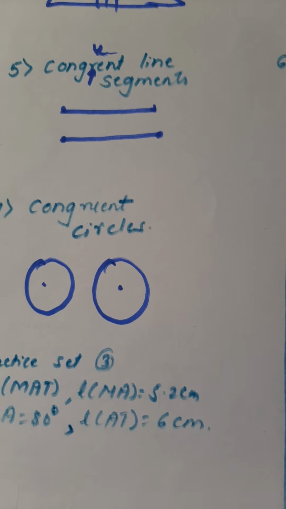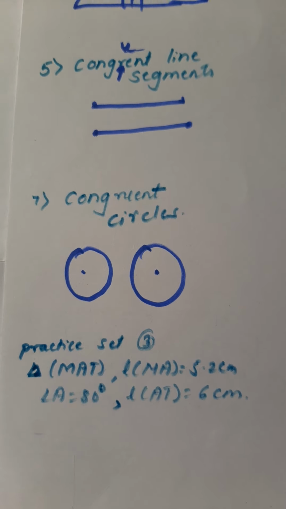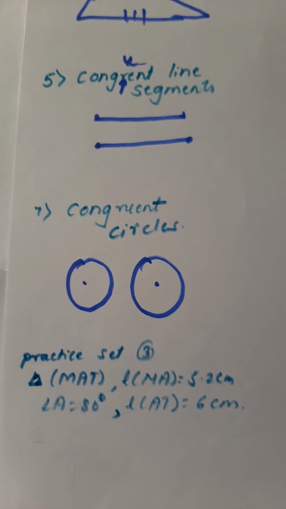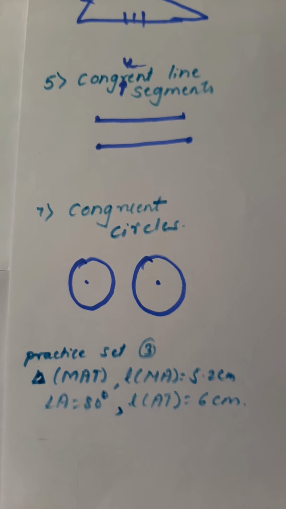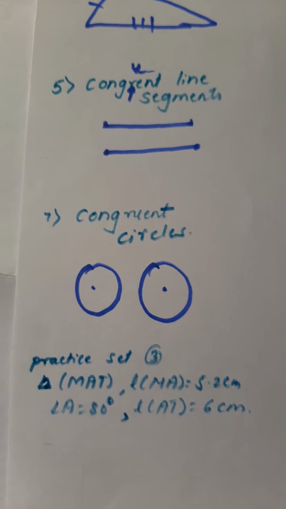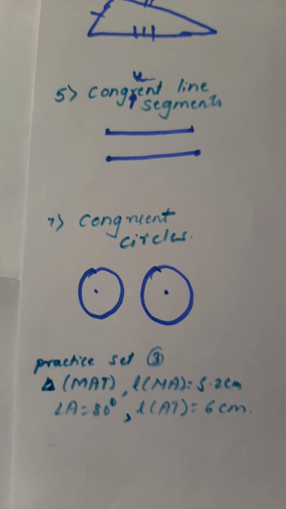Okay. You can draw a small triangle first to understand it, and then you can draw this final triangle. Last point, it is practice set number 3. I have taken the triangle MAT. Length MA is 5.2 centimeter. Angle A is 80 degree, and segment AT is 6 centimeter.